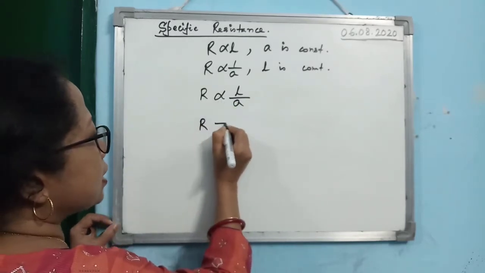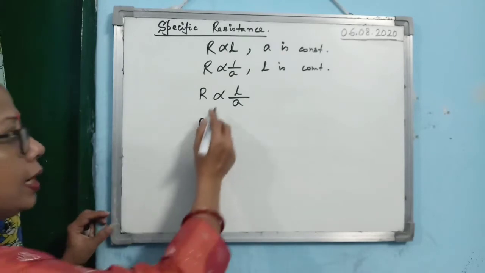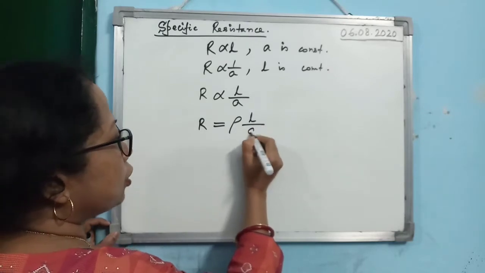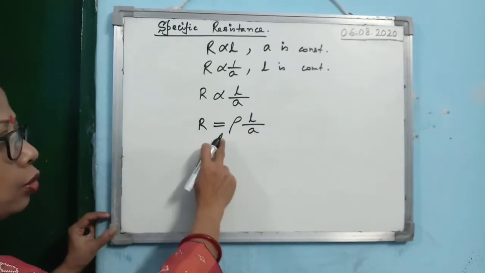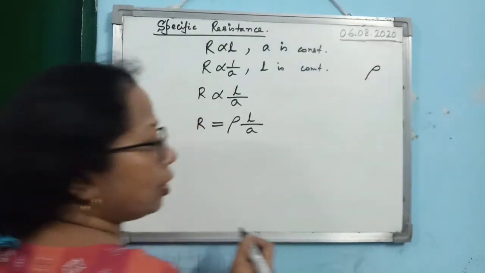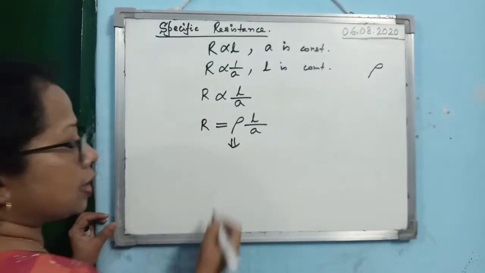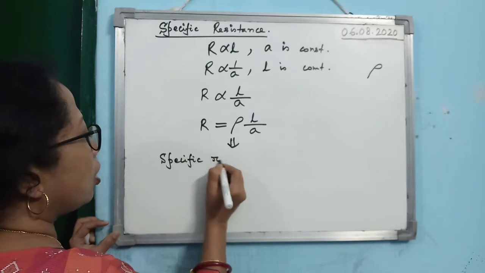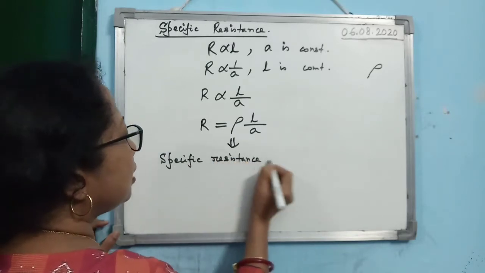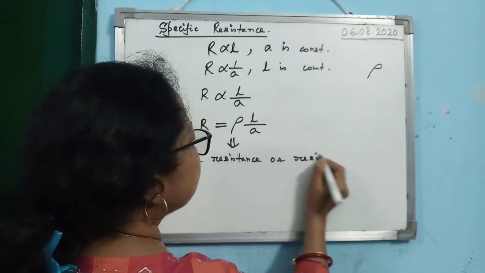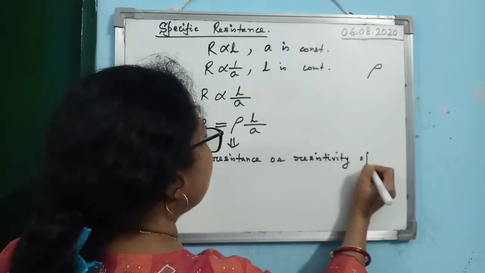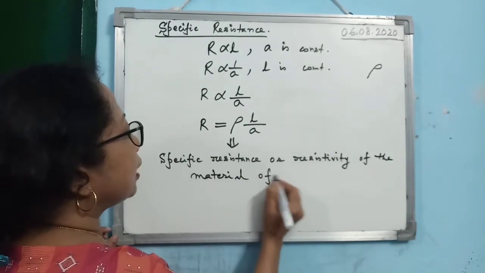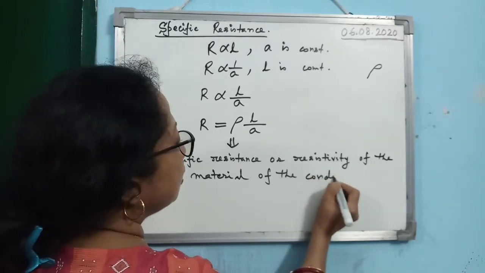When you replace the proportional sign by an equal sign, you have to introduce the constant of proportionality. That constant of proportionality we denote by the Greek letter rho. This is the way rho is written. This constant of proportionality is known as specific resistance or resistivity of the material of the conductor, or the substance of the conductor.